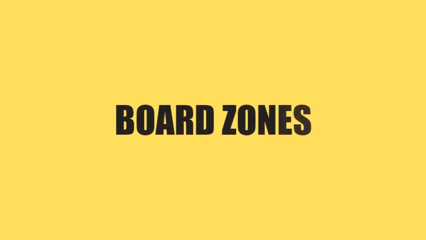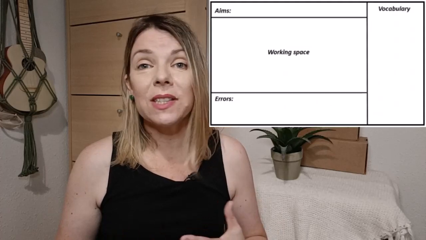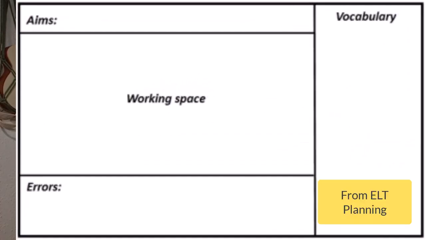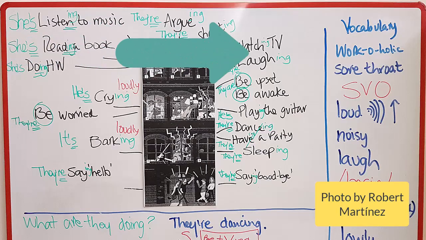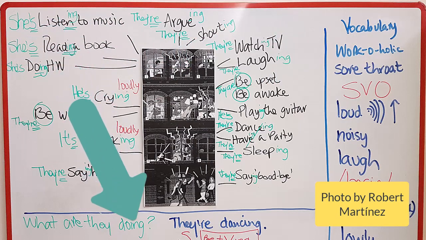Tip 1. Have zones. Divide your board into sections that cater to different language skills or content areas. Have a designated space for vocabulary, another for grammar structures, and perhaps a third for language games or interactive activities. By visually separating these elements, you'll make it easier for young learners to navigate and find what they need.